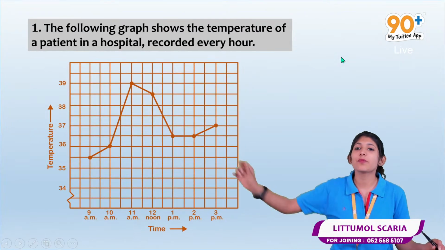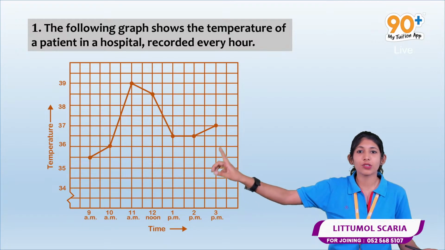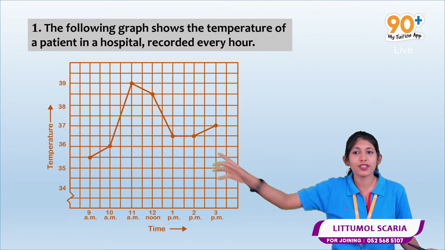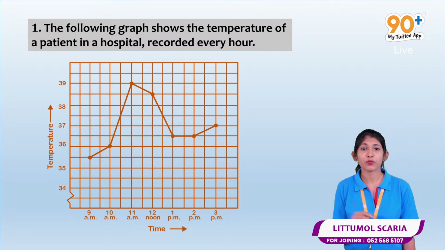Even if it's a small increase, even if it's a slight increase, still it's an increase, right? So don't say only from 10 to 11 it's increasing. From 2 to 3 also it's increasing. From 9 to 10 also it's increasing. Quite easy, right? Easy peasy.